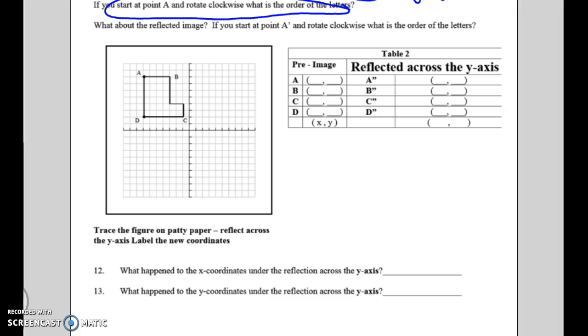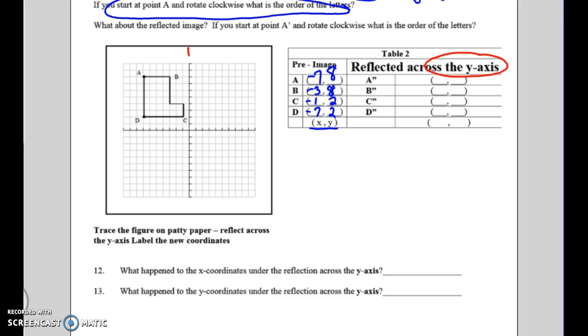Tell me, what did you put for A? -7, 8? 8, right? That's okay. What's B? -3, 8. Very good. What about C? -1, 2. Very good. What about D? -7, 2. Very good. And I wrote X and Y because I just copied those from my picture, right? What did it ask me to do next? The y-axis. How many of you got the y-axis?